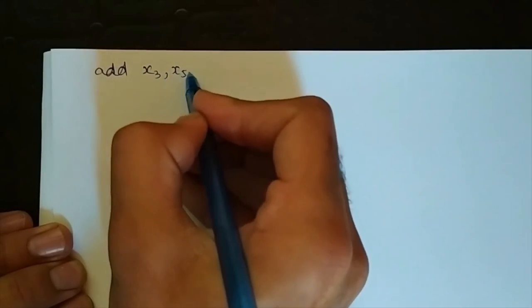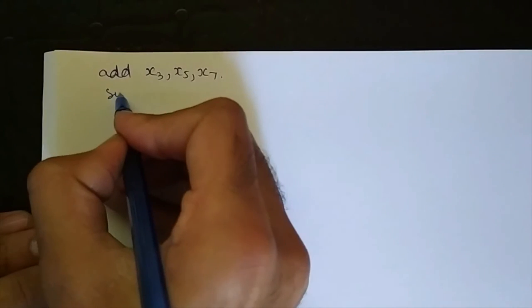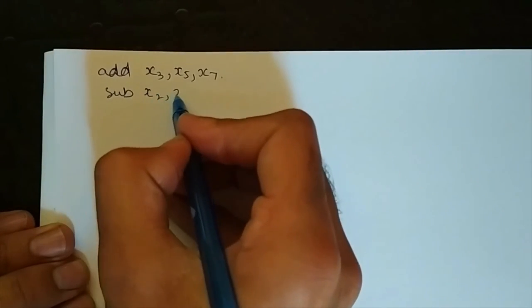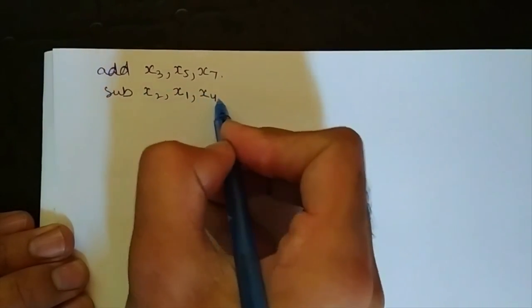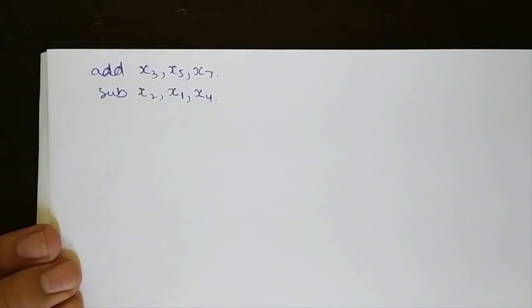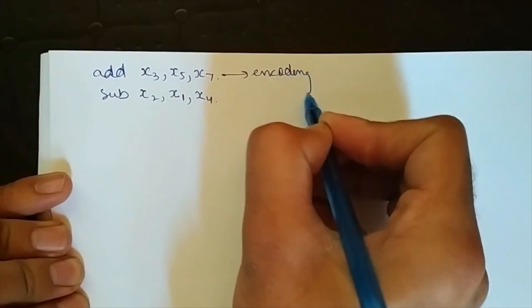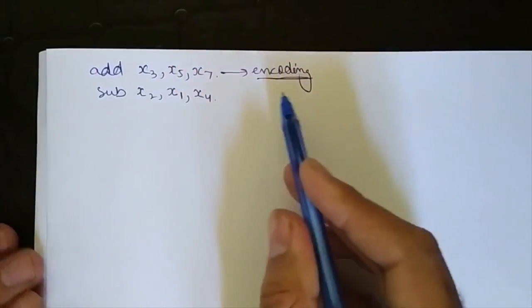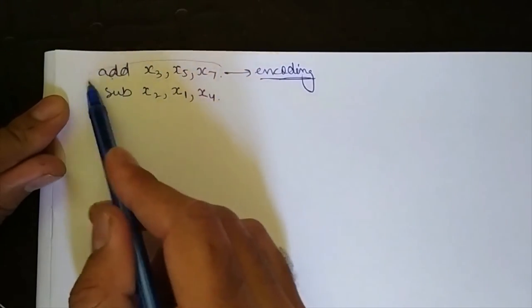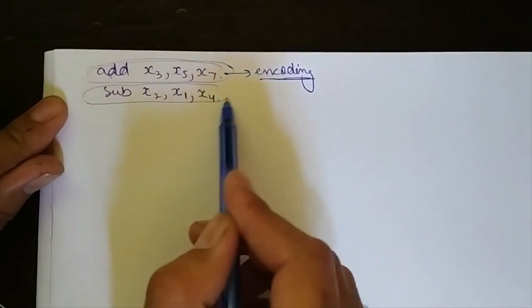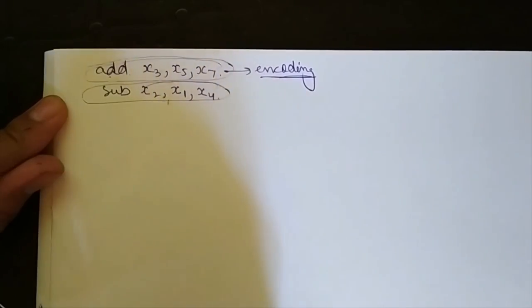So let me give some examples here. Let's say we have an instruction add X3, X5, X7, and another instruction sub X2, X1, X4. Let me encode these instructions. We have to learn encoding. What is the meaning of encoding? Encoding means representing these instructions in binary. Basically, they are in assembly, and we have to represent these instructions in binary.